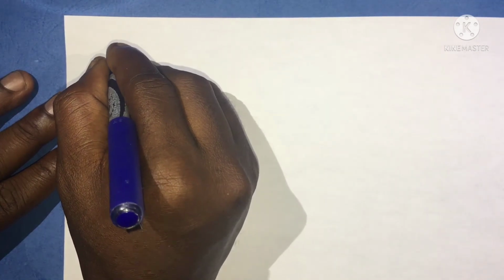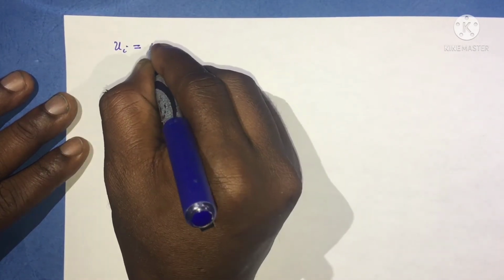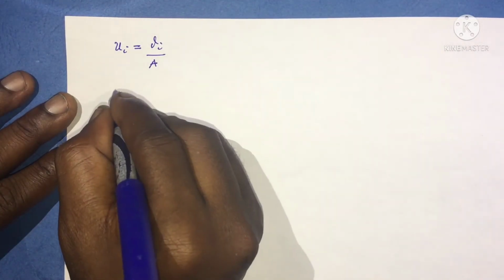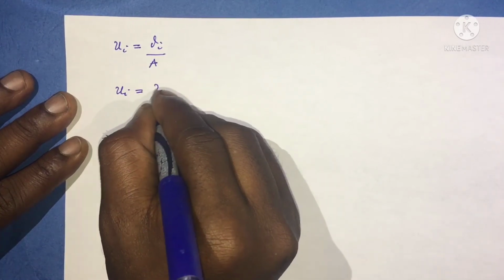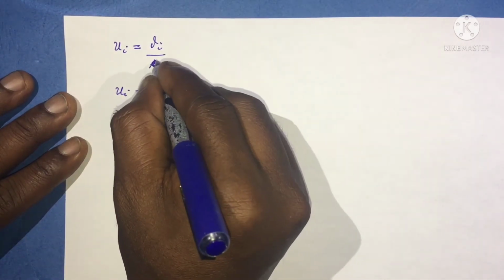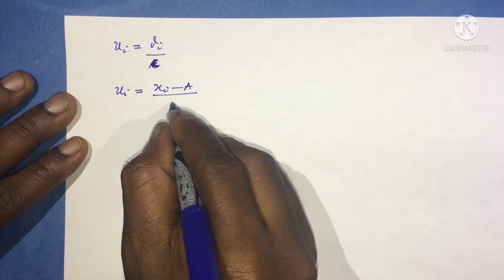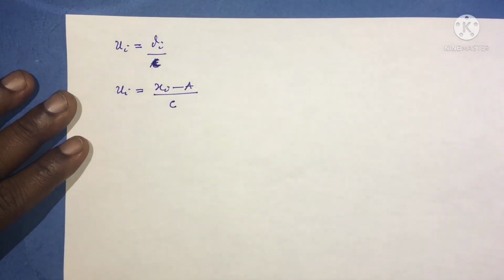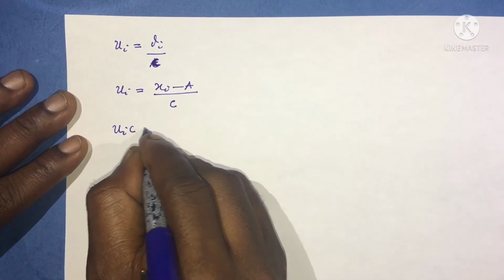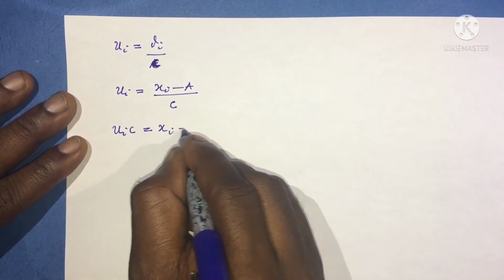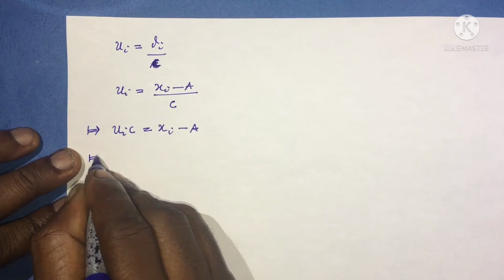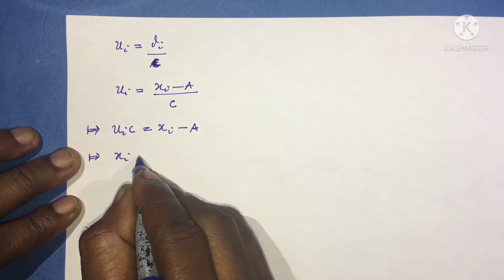So we begin again with ui equals di over c, just like we started that one. Now this will give you ui equals xi minus a, because di, sorry, this was di over c, so this will be xi minus a all over c. Now we make uic the subject of formula by cross multiplication, and this will leave us with xi minus a.